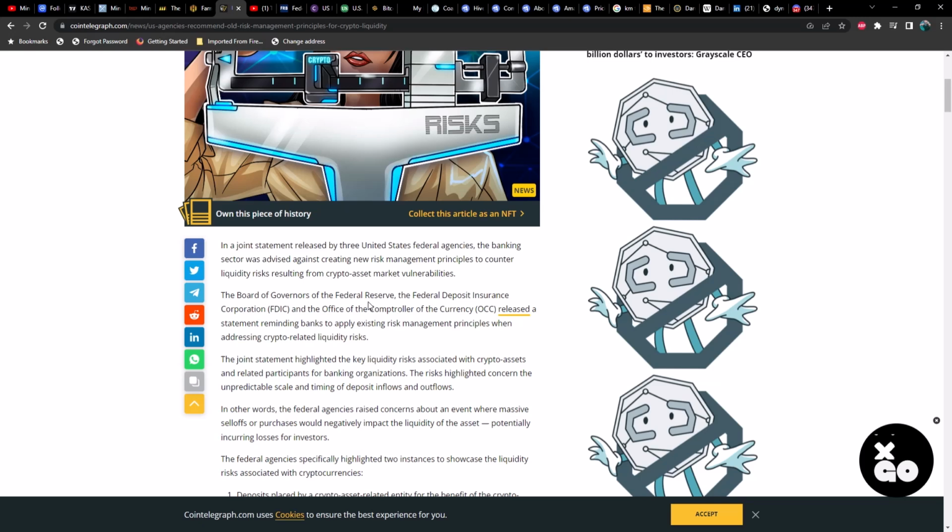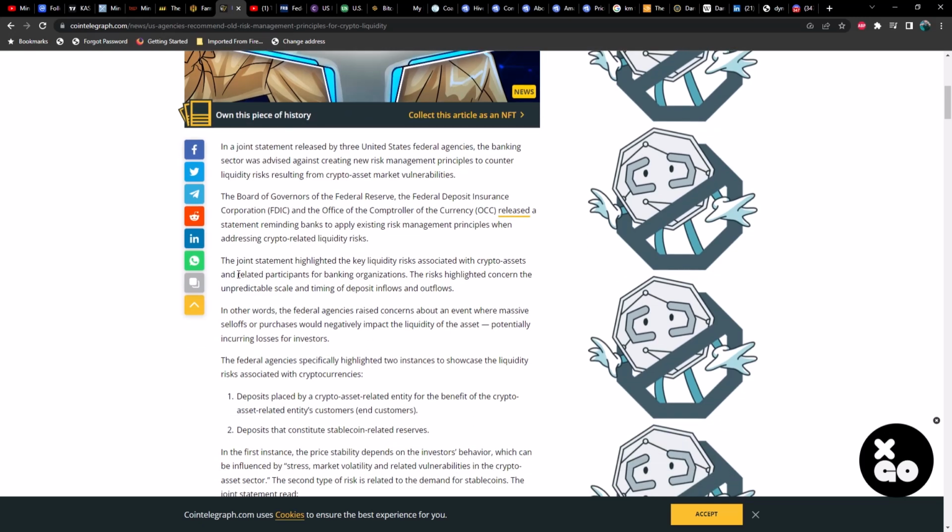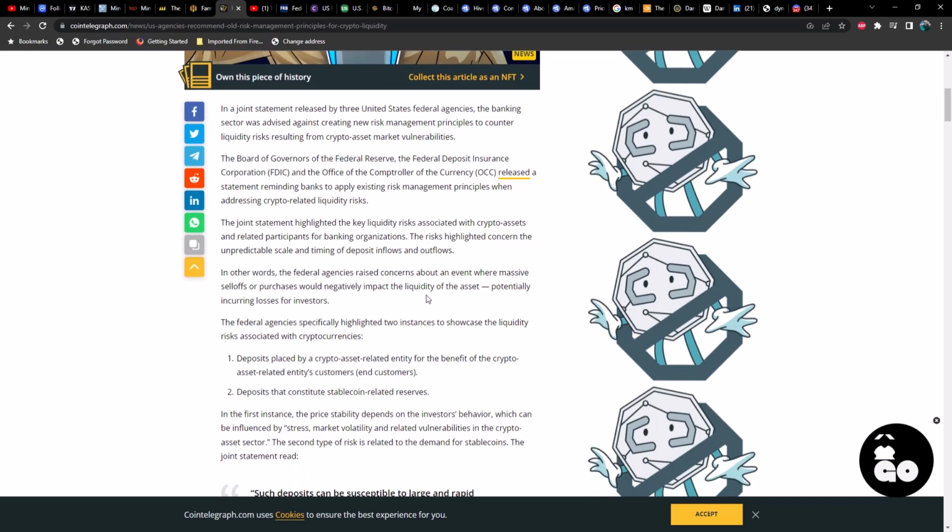The Board of Governors of the Federal Reserve, the Federal Deposit Insurance Corporation, or the FDIC, and the Office of the Comptroller of the Currency, or the OCC, released a statement reminding banks to apply existing risk management principles when addressing crypto-related liquidity risks. The joint statement highlighted the key liquidity risks associated with crypto assets and related participants for banking organizations. The risk highlighted concern the unpredictable scale and timing of deposit inflows and outflows.